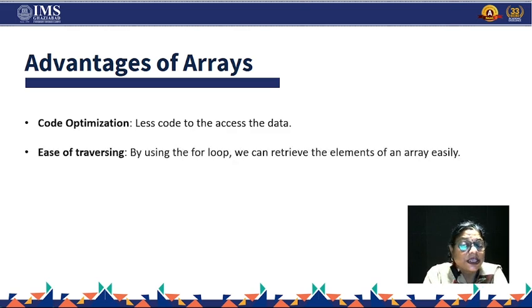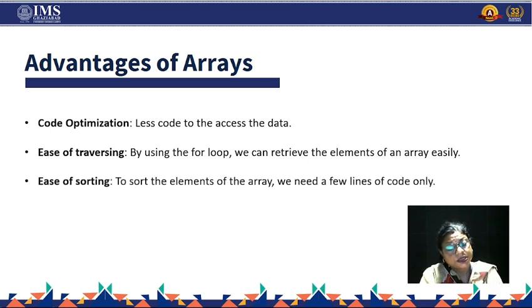Second advantage is ease of traversing. Ease of traversing means how we can move from one element to another. That can be done through loops. Loops in C can be of 3 types: for, while and do while. I can use any type of loop over here to traverse my elements, and we can retrieve any element value very easily by randomly accessing the data or by sequentially accessing the data.